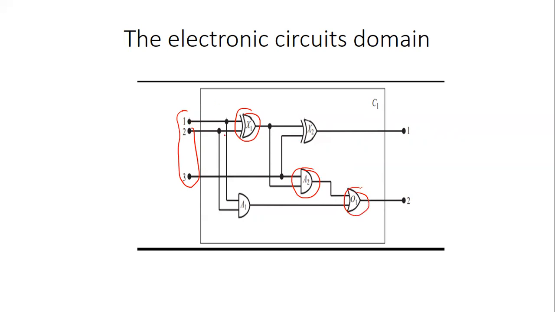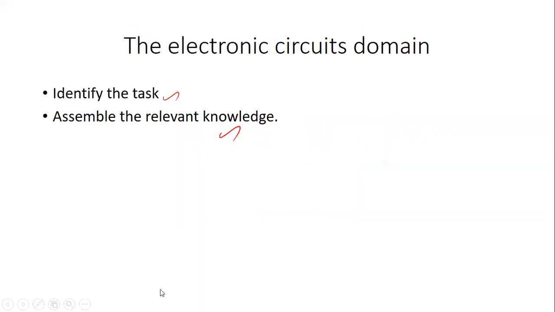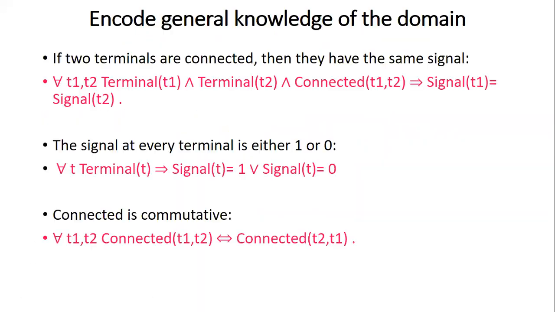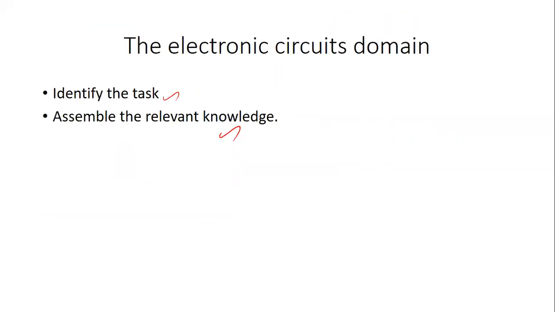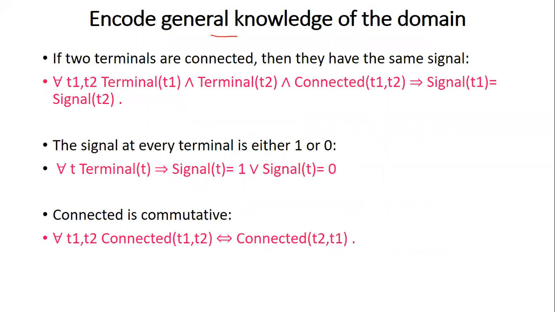And if one is here and the same one is taken here, it means that the same signal is passing here. Then if this is one, this will also be one. If this is zero, this will also be zero. So identifying, studying and understanding this is the second step: assemble the relevant knowledge. The third step is encode the general knowledge of the domain. So here, what is the general knowledge? Actually this requires a lot of thinking. So we have identified these as the general knowledge.